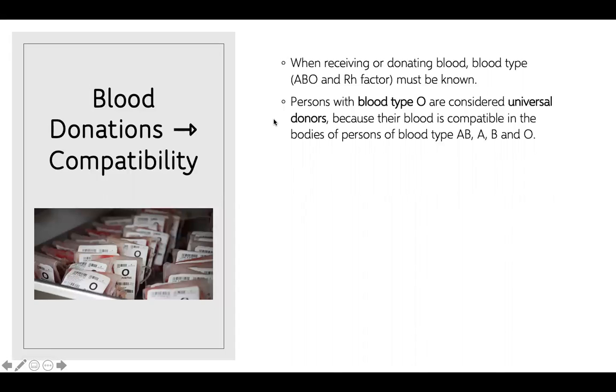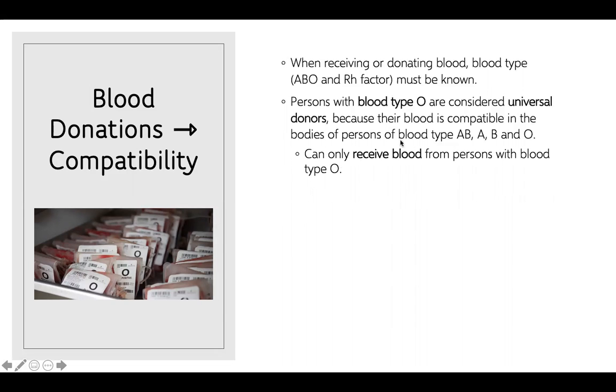Persons with blood type O are called the universal donors because their blood is compatible in the bodies of persons with blood type AB, A, B, and O. It's because blood type O doesn't have any of those antigens on the outside, unless of course it's O positive, then it'll have the Rh factor on the outside. But there won't be antibodies present in the plasma of these persons to kind of fight this blood type O.